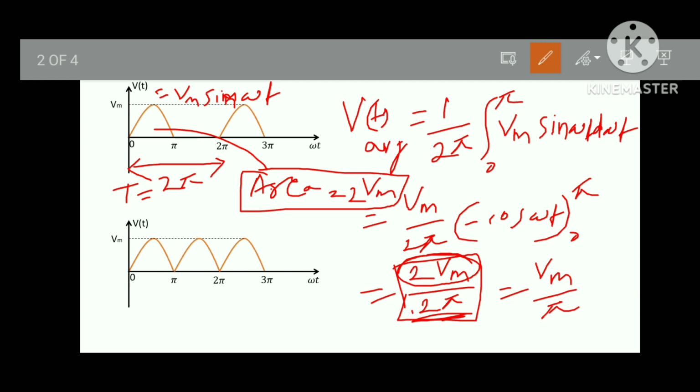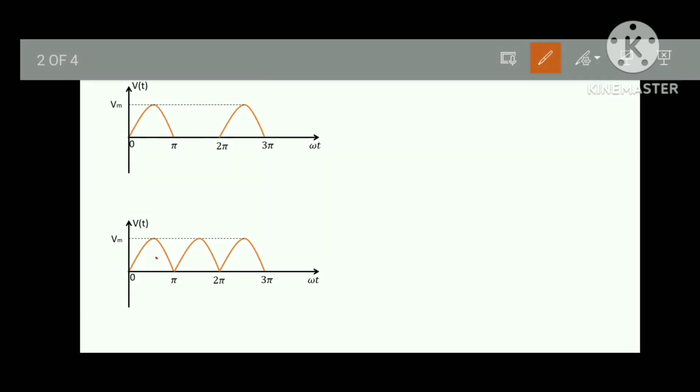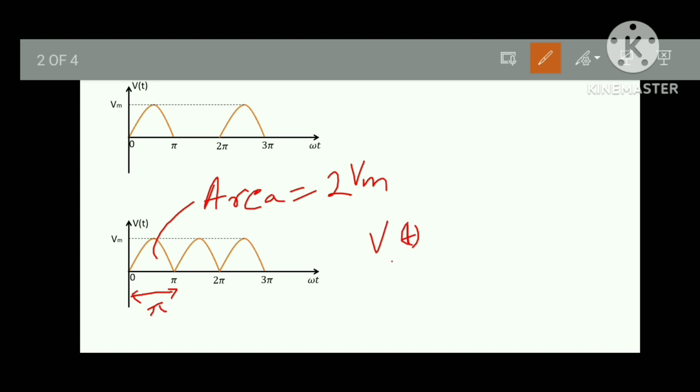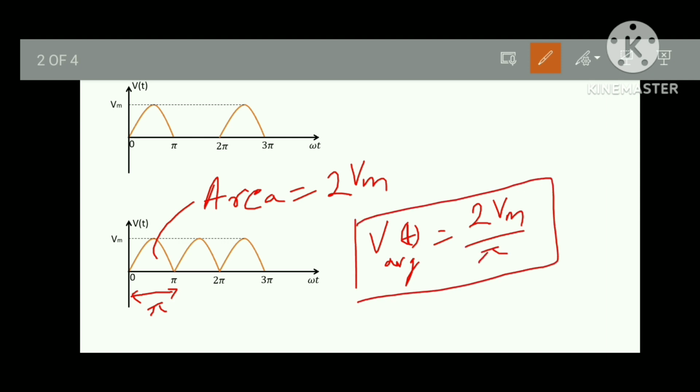So let's see the next waveform. Let me clear this. As we found out, the area of this half cycle is 2 times the maximum value, so area is 2 Vm. Here the time period is pi. So the average value V of t average becomes area upon time period, that is 2 Vm upon pi. This is the average value of this waveform.